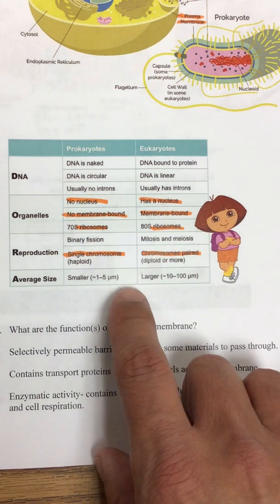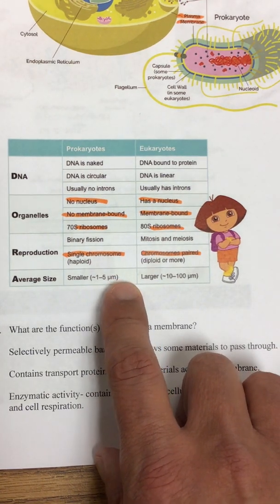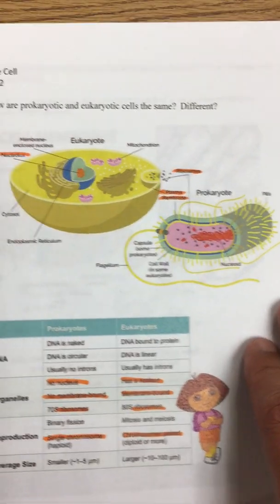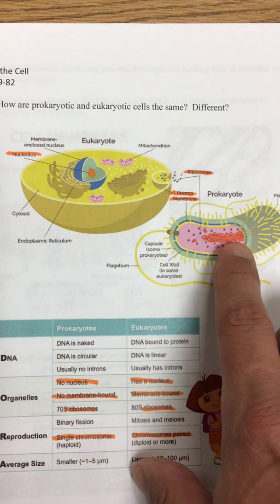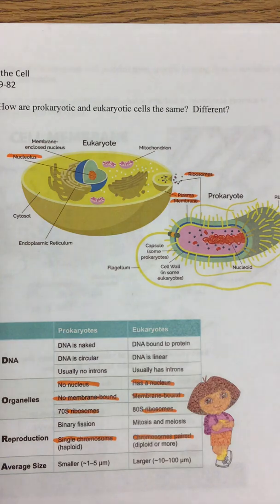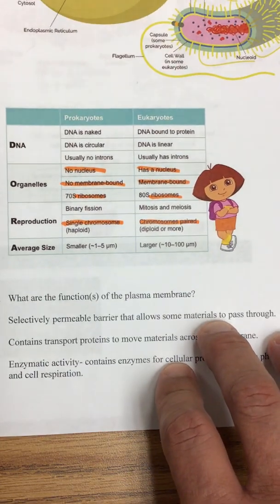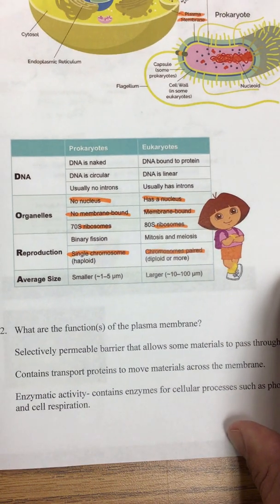Average size, much smaller for bacteria, prokaryotic cells. They can fit inside of a eukaryotic cell. So when you take a look at the organelles, this is not to scale. This cell could fit inside here, and it might be like the size of the mitochondria. So that is a comparison of prokaryotic and eukaryotic cells, a general description of what they have in common and what's going to be different.